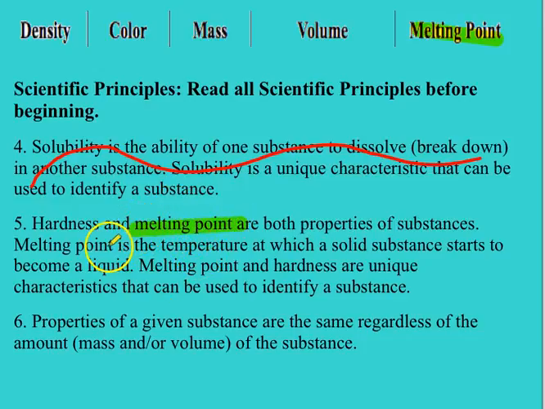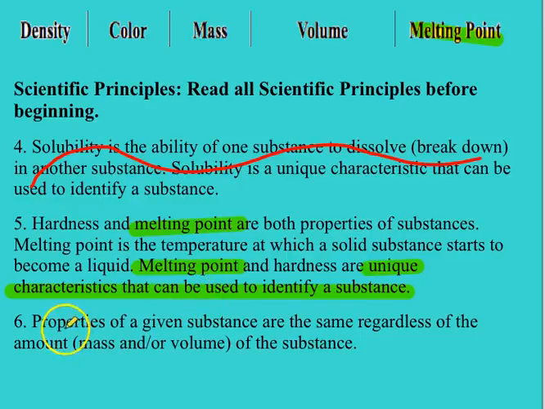They're both properties of a substance. Melting point is the temperature at which a solid substance starts to become a liquid. And melting point and hardness are, wait, right here. Melting point is a unique characteristic that can be used to identify a substance. So again, that matches up.